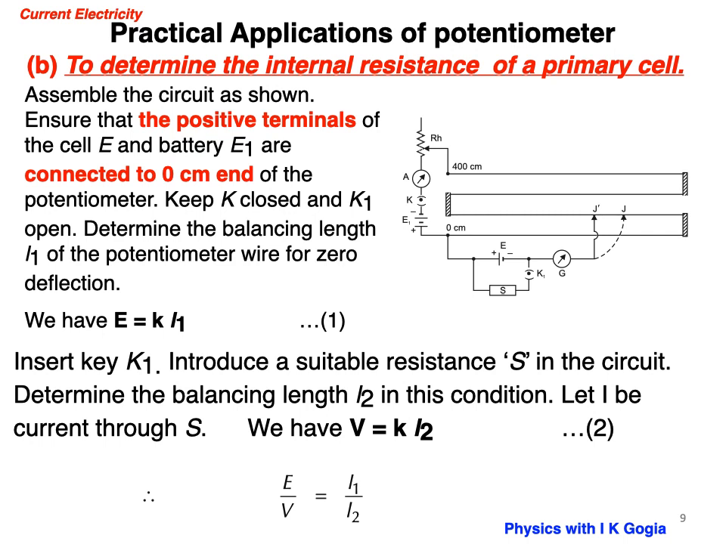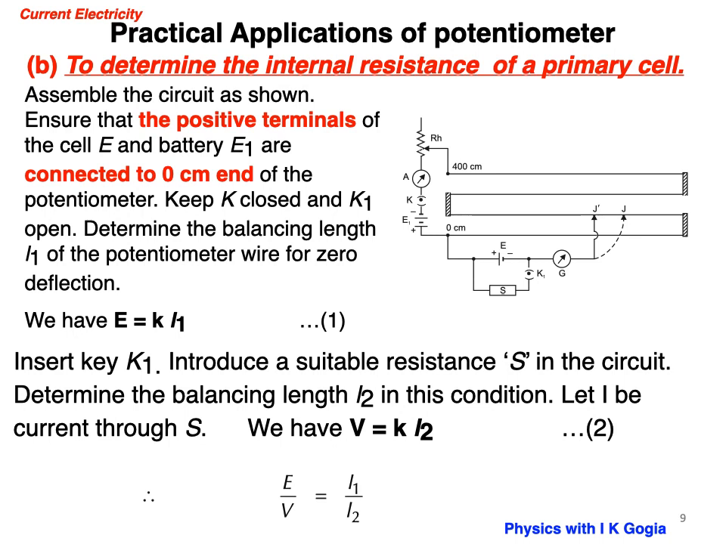In parallel to this cell E, we connect a resistance box S called shunt resistance box. It has a key in this circuit, so that when you don't connect the key, we are not drawing any current from the cell. We measure EMF. When you insert key, some current will pass through S, so we will get V and not E. Assemble the circuit as shown and show that the positive terminals of the cell E and battery E1 are connected to 0 centimeter end. Keep K closed.